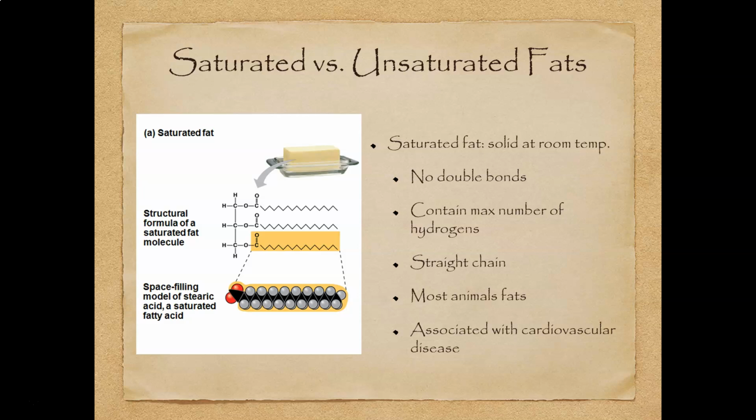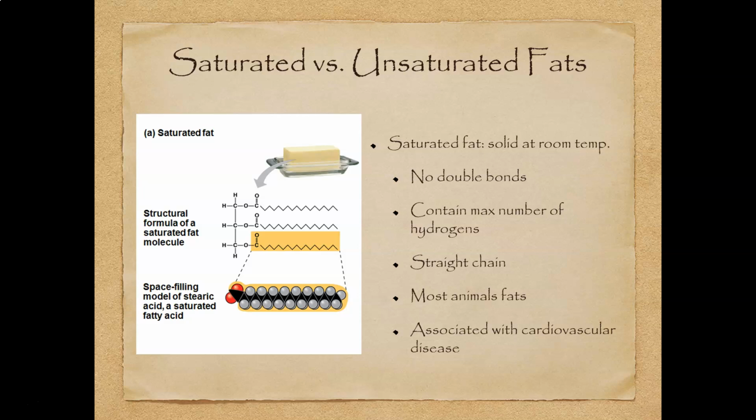While we're on the topic of fats, we can also talk about the difference between saturated and unsaturated fats, and this is going to come down to the structure of those fatty acid molecules specifically. When we talk about saturated fats, these guys are solid at room temperature, and the reason is that when we look at that fatty acid chain, all you have are carbon-to-carbon single bonds, so it contains the maximum number of hydrogens, or it's saturated with hydrogens. That's where that term comes from.